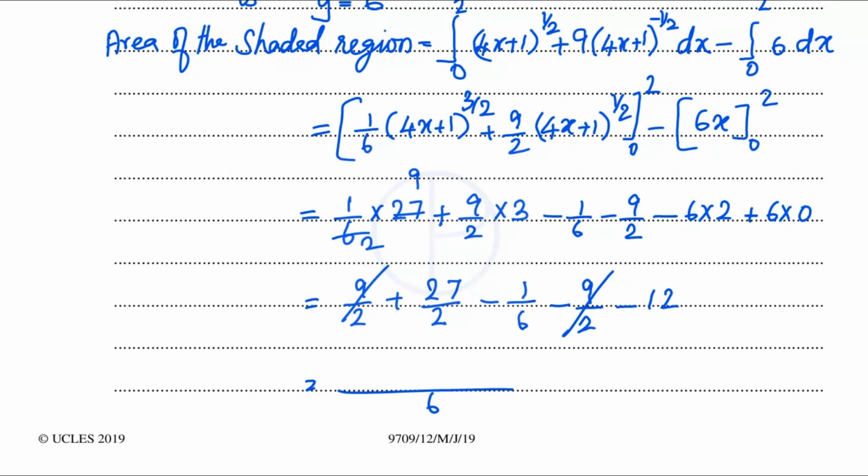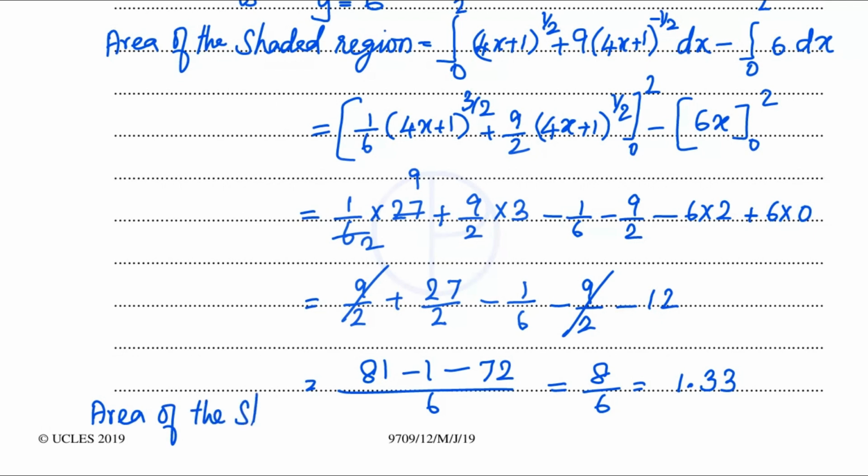So 27 multiplied by 3, which is 81, minus 1, minus 12 multiplied by 6 is 72, equal to 81 minus 1 is 80. 80 minus 72 is 8. 8 over 6, which is 4 over 3, which is nothing but 1.33. So area of the shaded region is 1.33.